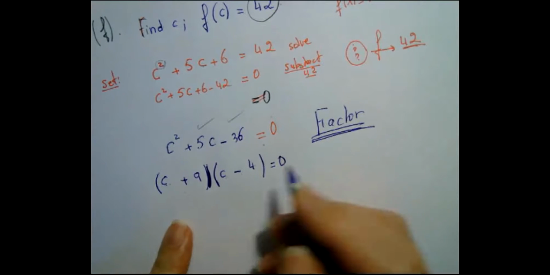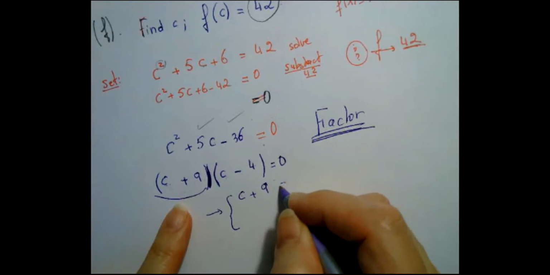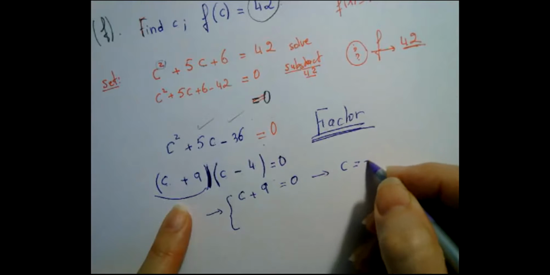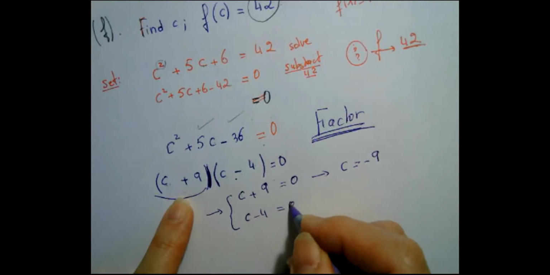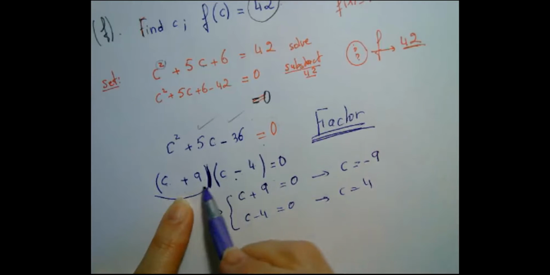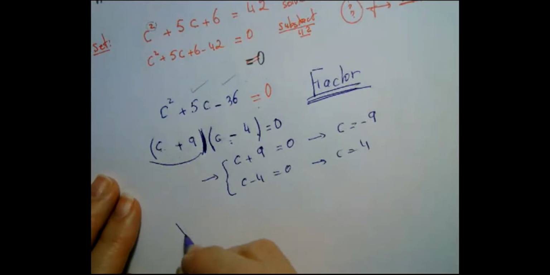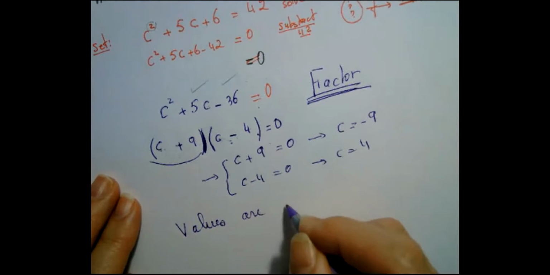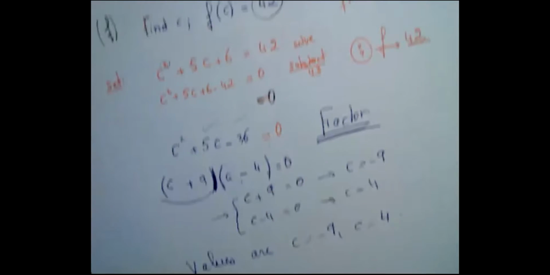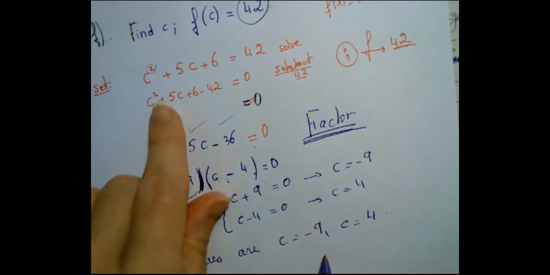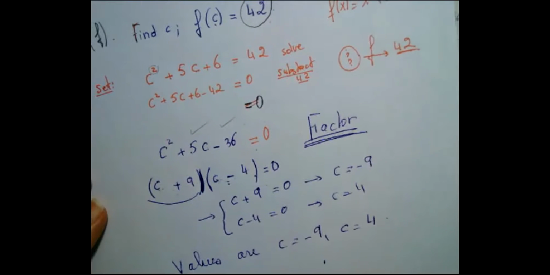So now if this is equal to 0, it means either this is 0, which means C equals minus 9, so minus 9 will make this 0, or this is 0, which gives me C equal to 4. C equal to 4 will make this product 0. So the values are C equals minus 9 and C equals 4. These are the values of C that, when I plug them in as input, should give me an output of 42.